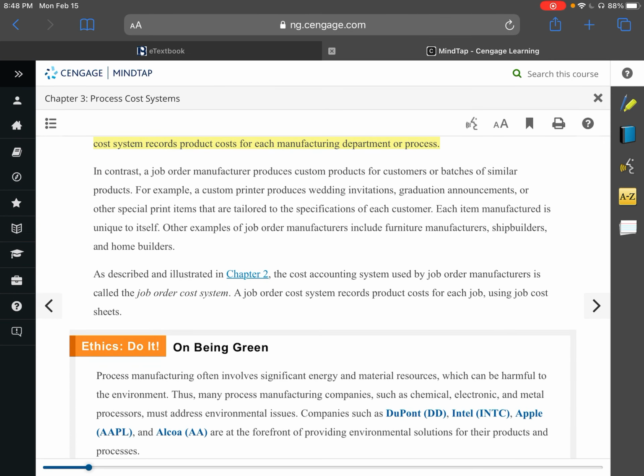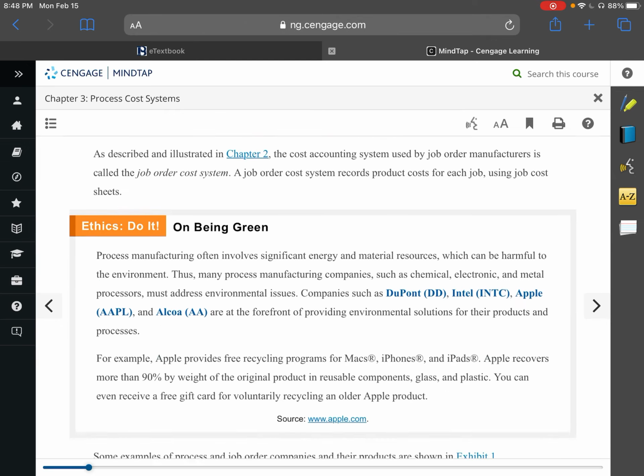Okay, so just to backtrack, in contrast, the job order manufacturer produces custom products for customers or batches of similar products. So, if you're an architect and you're drawing plans up for someone's house, each house that you draw up is going to be different. So each plan that you draw up is most likely going to cost different amounts, okay? Because each item is unique to itself. When compared to a process cost system, the process is the same for each and every barrel of gasoline that we use, okay?